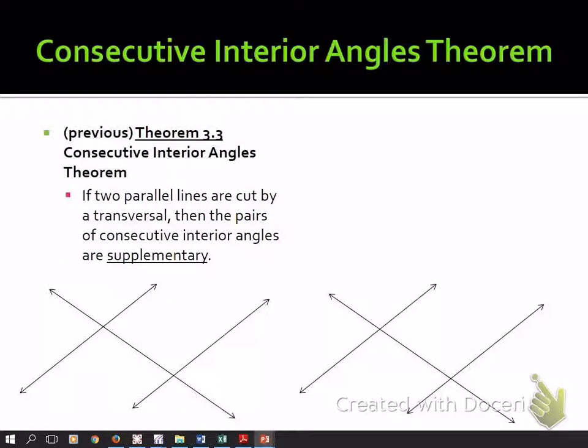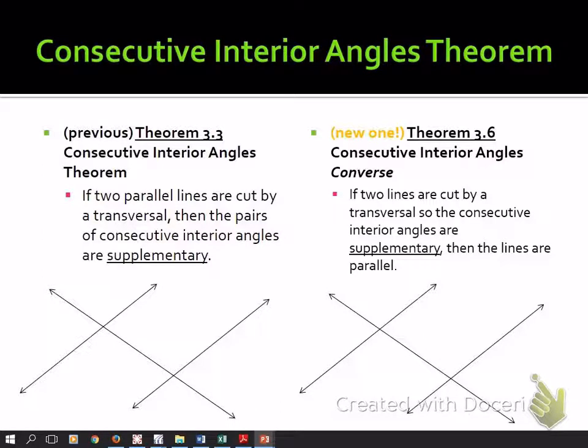What about consecutive interior angles? They have to be congruent also, right? Wrong. Okay? Consecutive interior angles would have to be supplementary. The original theorem says that if the lines are parallel, if we know parallel lines first, then we know the consecutive interior angles are supplementary. The converse says the other way. If we know that the consecutive interior angles are supplementary, then we can conclude the lines are parallel. Okay?